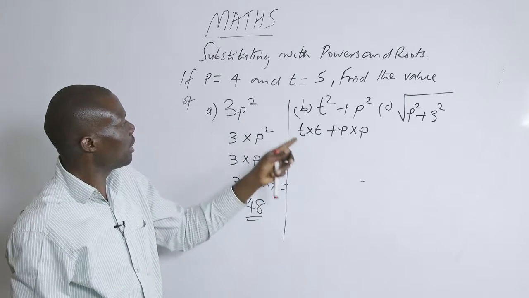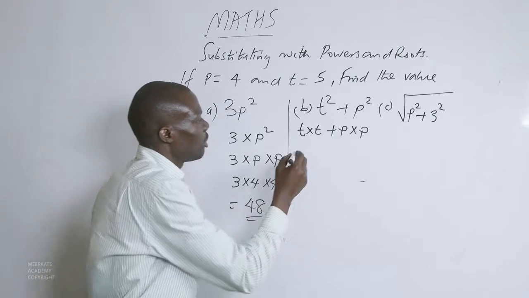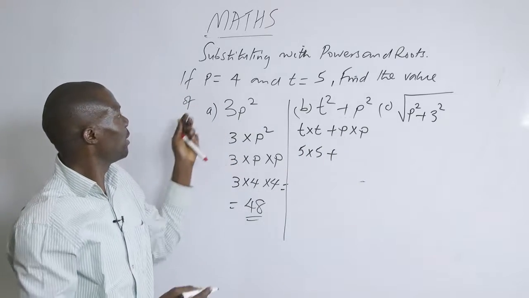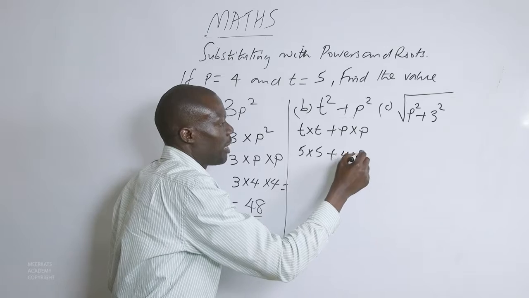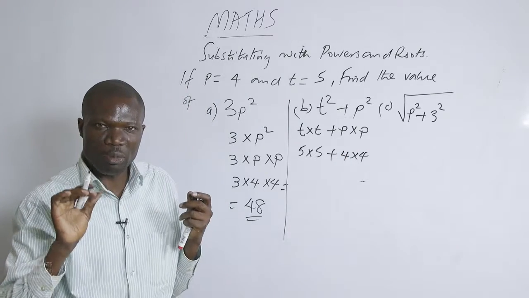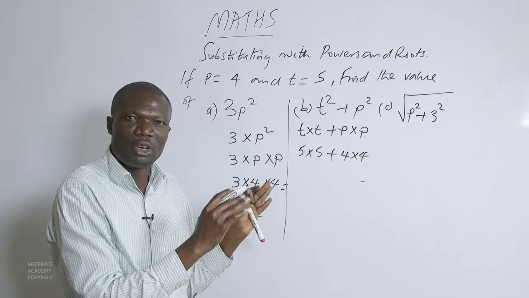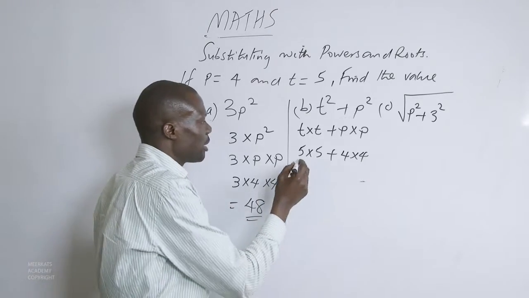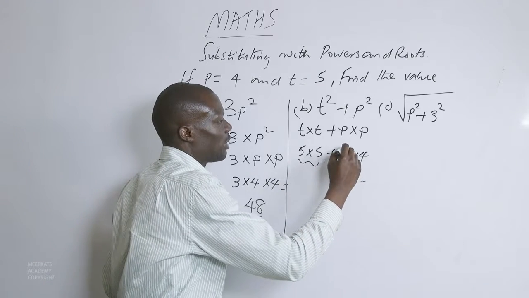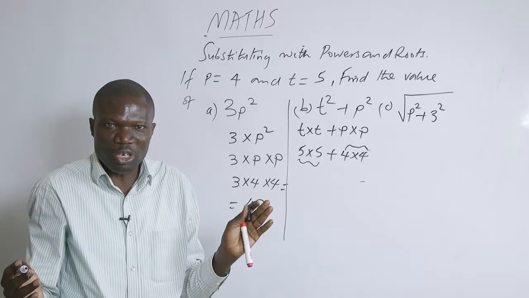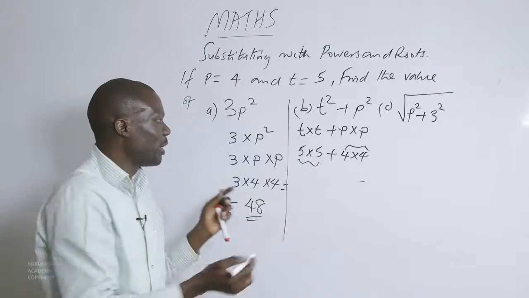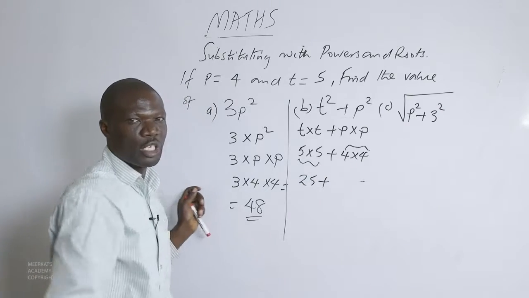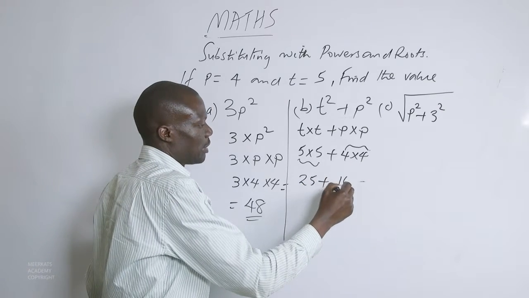But T is 5, so this one will be 5 multiplied by 5 plus P. P is 4, so 4 multiplied by 4. The order of operation says we deal with the multiplication from the left. The first multiplication is here. The second one is here. So those are going to be two operations first before we wind up. 5 times 5 is 25 plus 4 times 4 is 16.